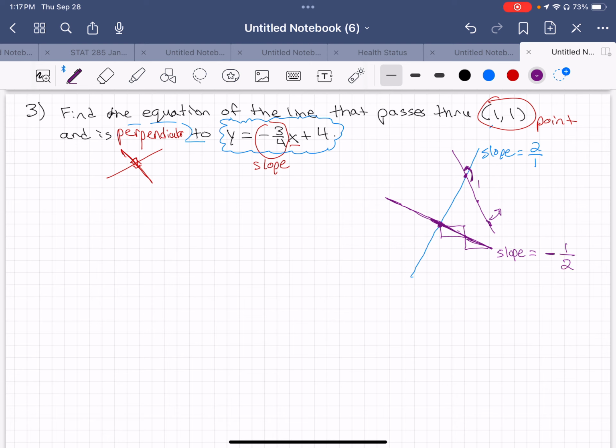We had to adjust 2 things about it. We did want to go the opposite direction, so we did want negative. But we also needed to take the reciprocal. So we need to switch the roles of x and y. You could think of that as flipping the rise and run, as well as changing the sign. And then we get our perpendicular line.